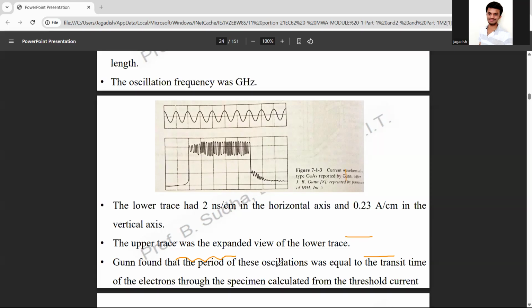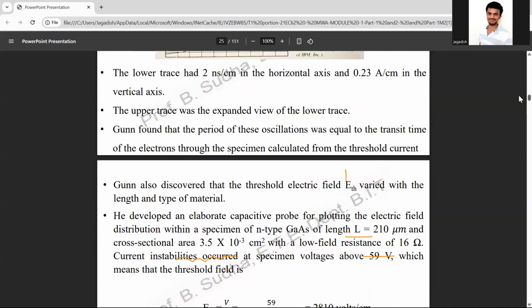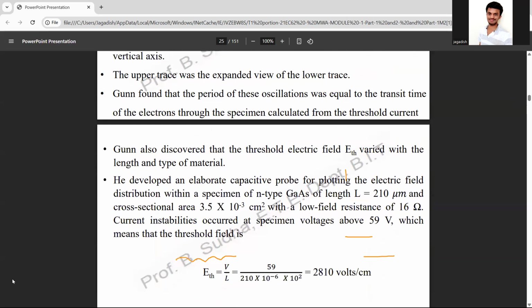Gunn found that the period of these oscillations was equal to the transit time of the electrons through the specimen, calculated from the threshold effect. This is how you have to explain the Gunn effect. Still, you have to show calculations also. Wait one minute.